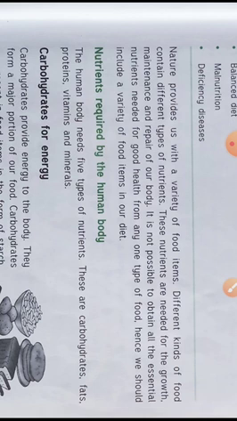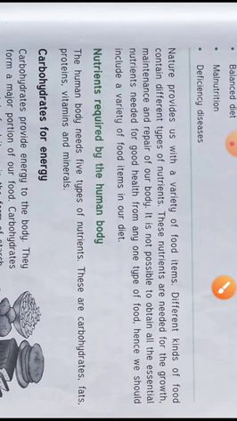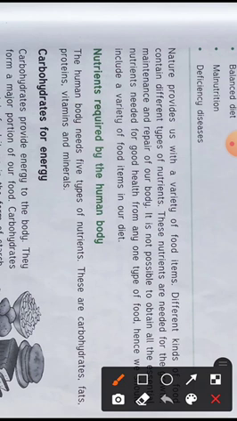So what does this food do? They are needed by our body for its growth, maintenance and repair. It is not possible to obtain all the essential nutrients needed for good health from any one type of food. There is no single food available in this world that will give you all necessary nutrients. Therefore, we are required to eat different types of food. Hence, we should include a variety of food items in our diet.